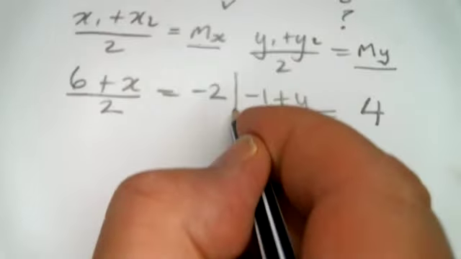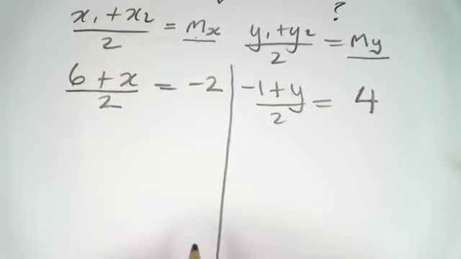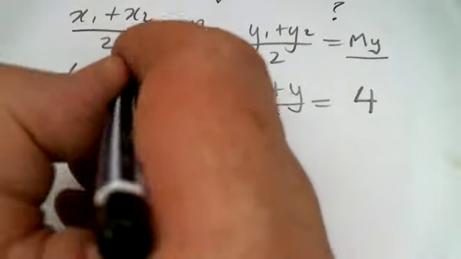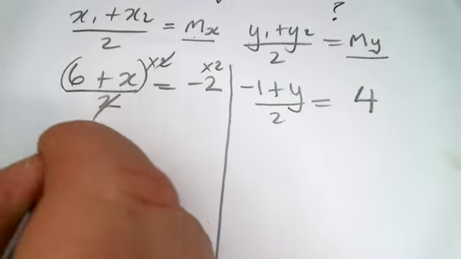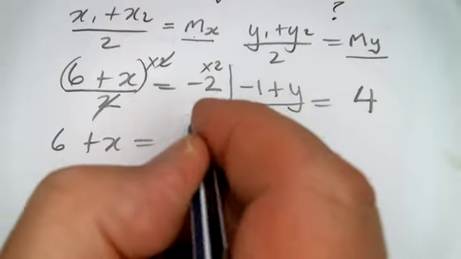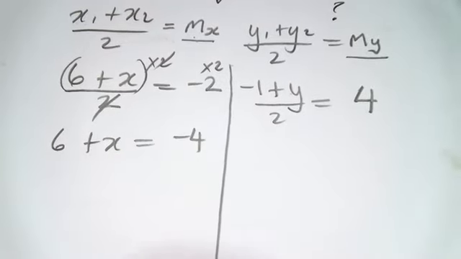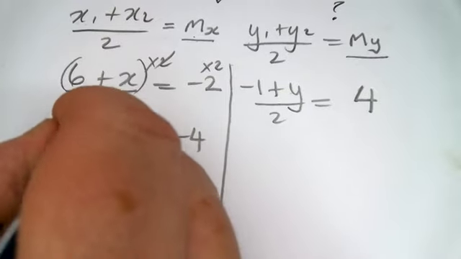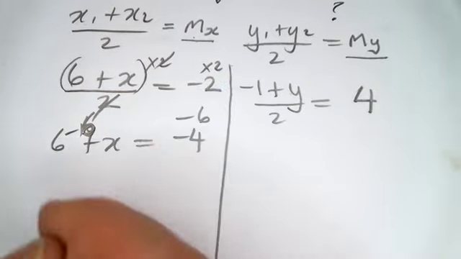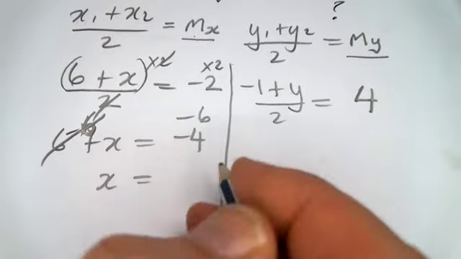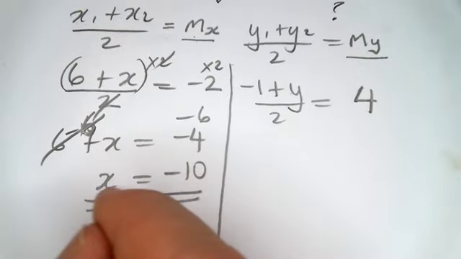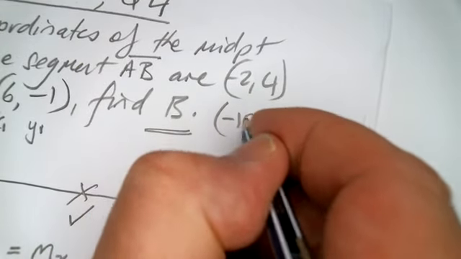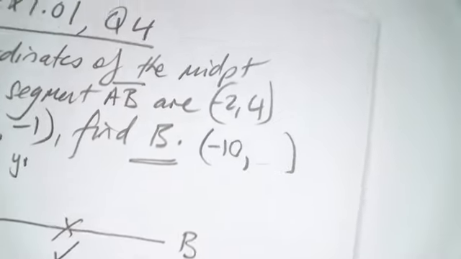Okay, this bit's nice and simple. I'll put a line down the middle here so we don't get the two equations confused. The first thing I'm going to do is multiply both sides by 2, because 2 divided by 2 leaves me with 6 plus x is equal to -2 times 2, which is -4. Now I'm going to subtract 6 from both sides. 6 minus 6 leaves me with x, and -4 minus 6 is equal to -10. So that's the x portion of the coordinate of B. So if I was going to say find B, the first bit's going to be -10, comma, and let's find the y bit now.